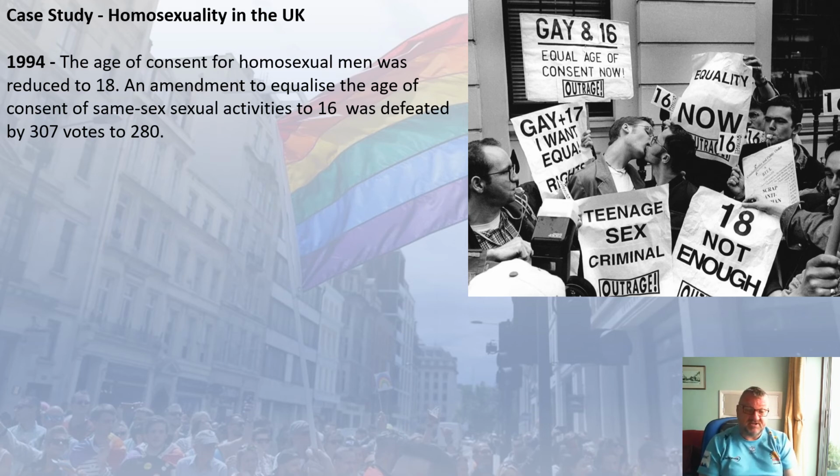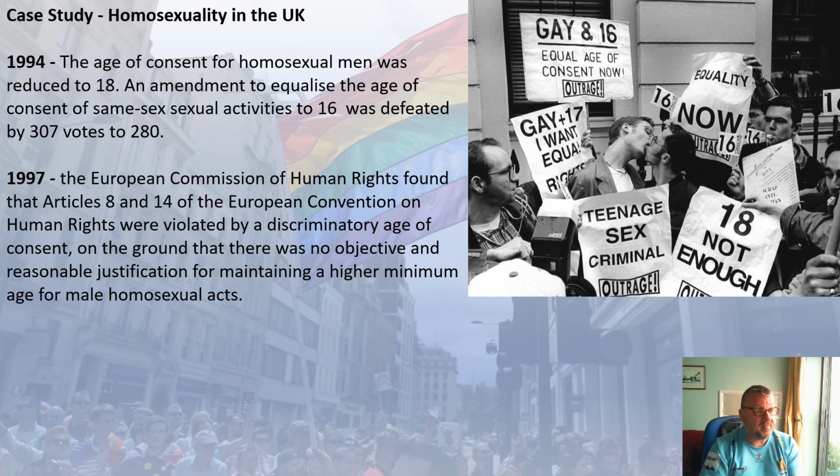So in 1994 it went down from 21 to 18, but there still wasn't parity for homosexuals versus heterosexuals in terms of the age of consent. And there you see a campaign, the picture there, campaigning against it.